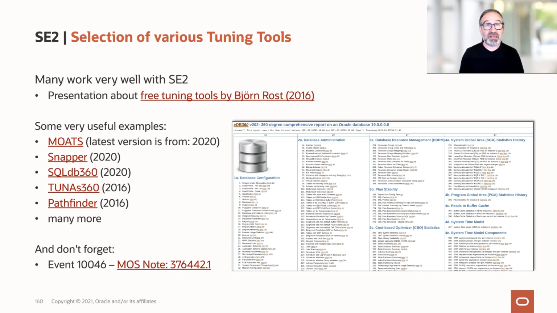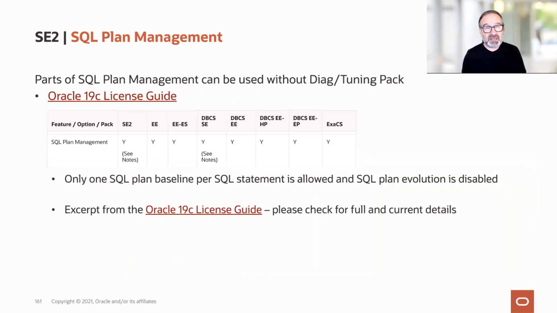Not only on SE2, also on Enterprise Edition, by the way, but most of these tools you can easily use on Standard Edition. Never forget, there's still event 10046. That's SQL Trace, which traces everything, including the recursive statements. So see this My Oracle Support note for more information. And just finally here, SQL Plan Management. A portion of SQL Plan Management is even available in Standard Edition too. So please check the license guide, because there are some restrictions, such as only one SQL Plan baseline per SQL statement and a few others. But parts of that is there.